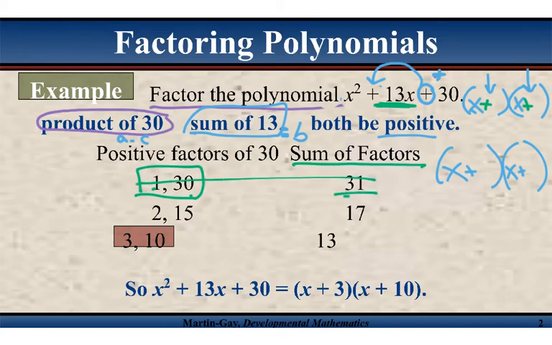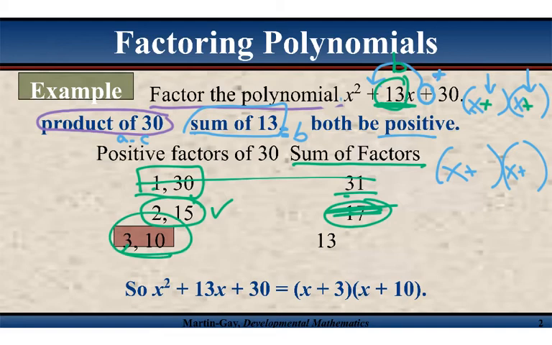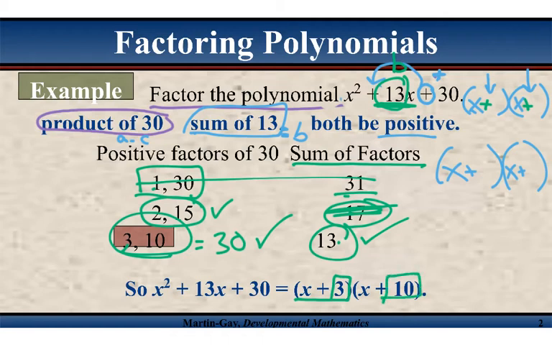Well, this one doesn't work. 2 times 15 is 30, but adding it up is 17. I need it to be 13 because b is 13. 3 times 10, if I multiply that, that's 30. If I add 3 plus 10, I get 13. So what I put in my factors here are my 3 and my 10, and they're both positive, as I just mentioned. So let me do another example with a different one, and I'll do more actual problems, but this is the lesson teaching it.